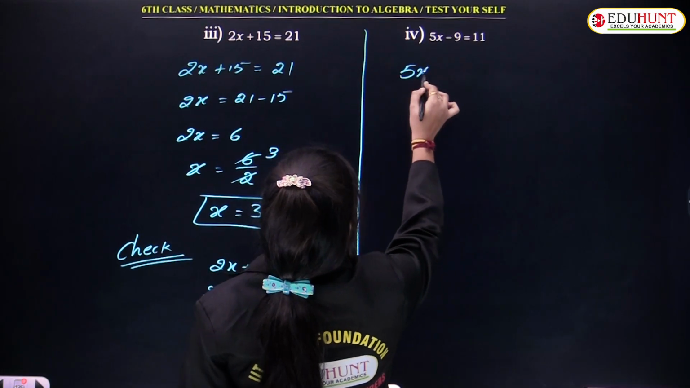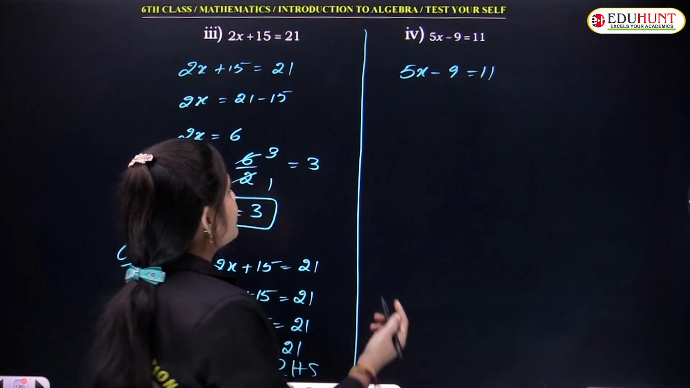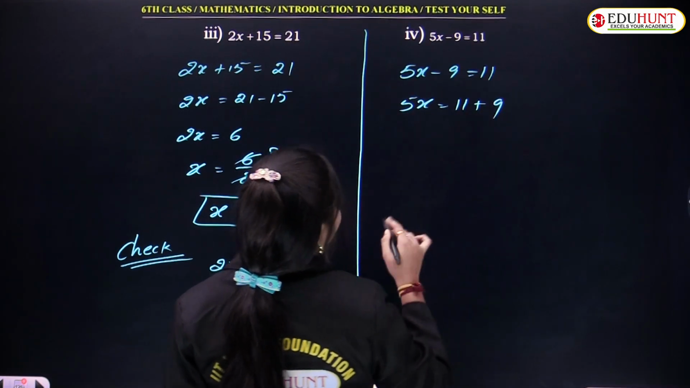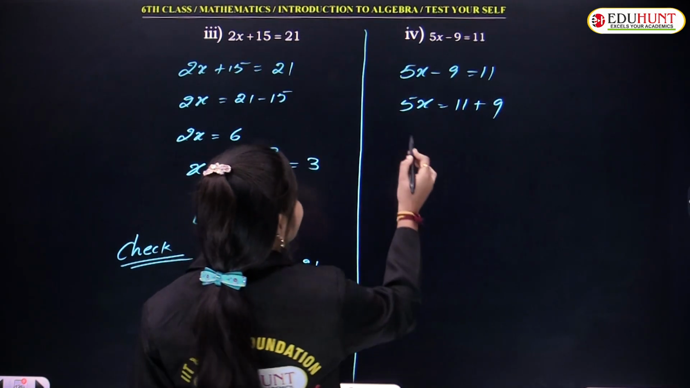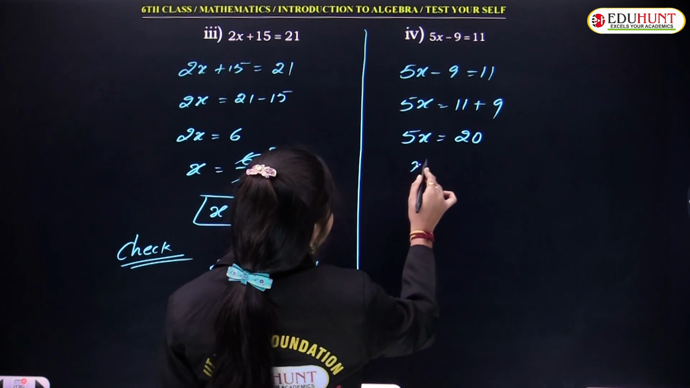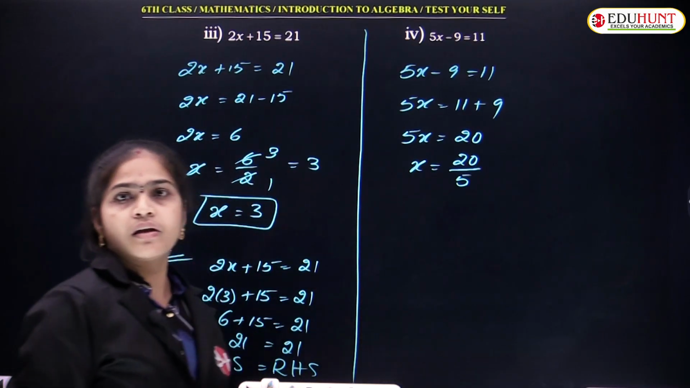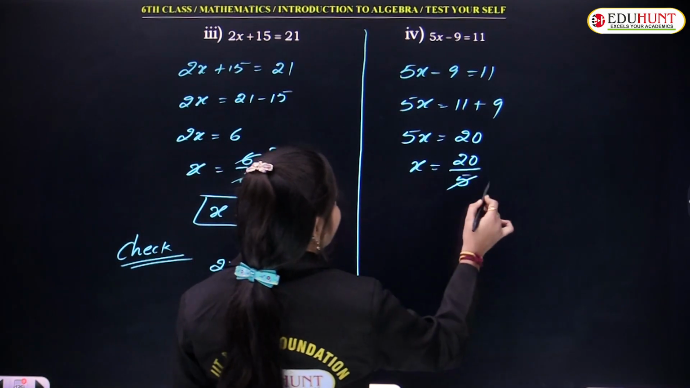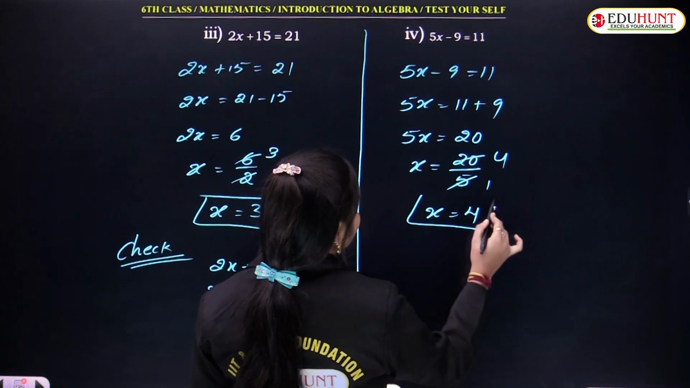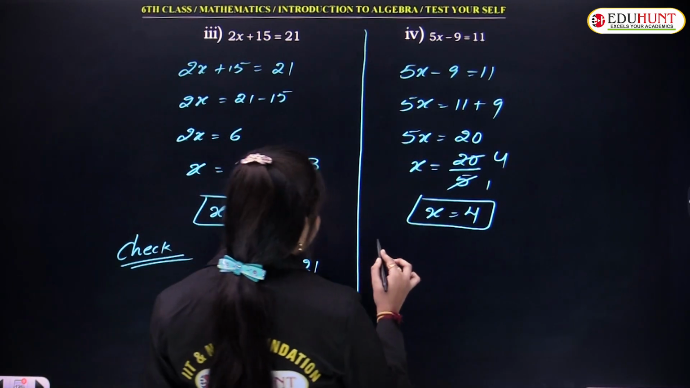Similarly, 5x minus 9 is equal to 11. Same process. 5x is equal to 11 plus 9. Minus 9 becomes plus 9. 5x is equal to 11 plus 9, which is 20. x is equal to 20 by 5. Now here 5 ones are 5 and 5 fours are 20. We need to find the x value, no? That's why x is equal to 4. Now verification.